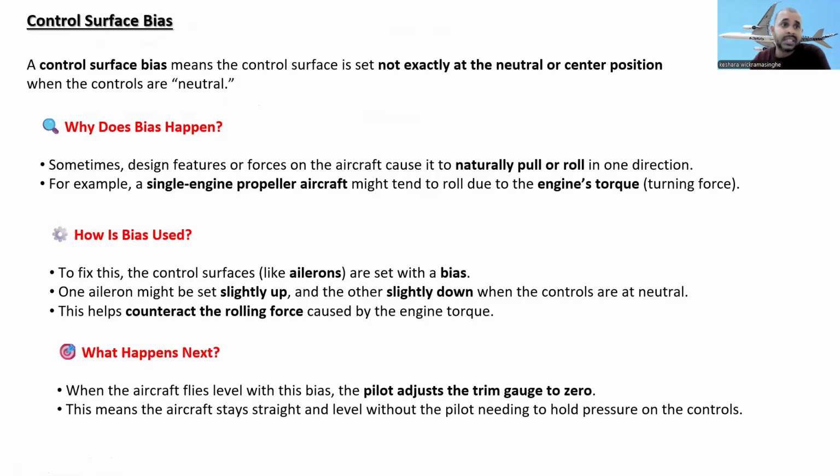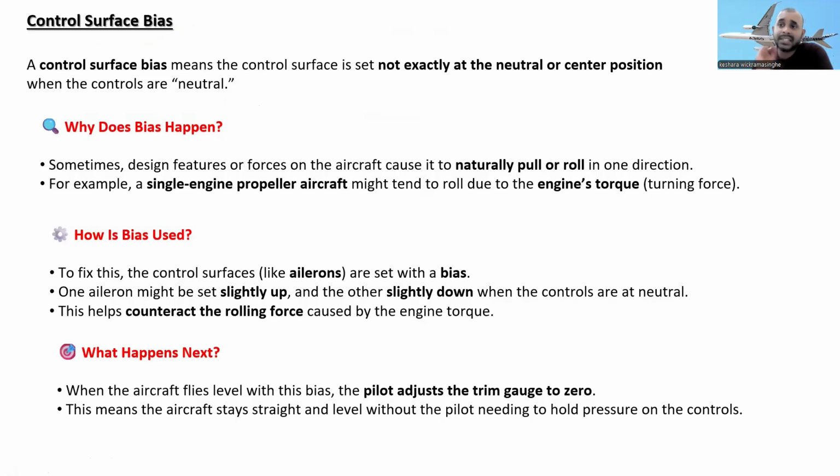Control surface bias. A control surface bias means the control surface is not exactly at the neutral or center position when the controls are neutral. That is called surface bias. So why does bias happen? Sometimes design features or forces on the aircraft cause it to naturally pull or roll in one direction. For example, a single engine propeller aircraft might tend to roll due to the engine's torque, the turning force. We discussed this in a previous lesson.